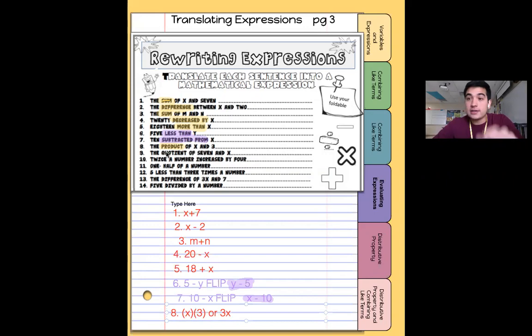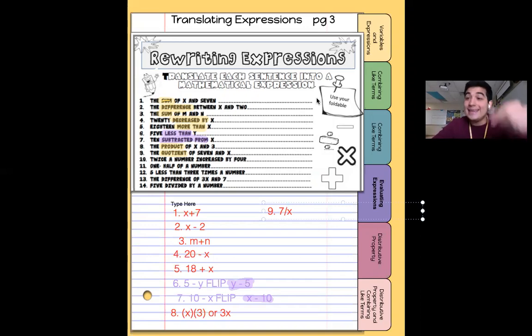Now let's go to number 9. The quotient of 7 and x. Again, y'all can kind of guess what the key word here is. So let's do our thing. The quotient means we are dividing. So the quotient of 7 and x, 7 comes first, so 7 over x. That's it. 7 divided by x. Just like that. Easy. That's number 9. Let's go to number 10.